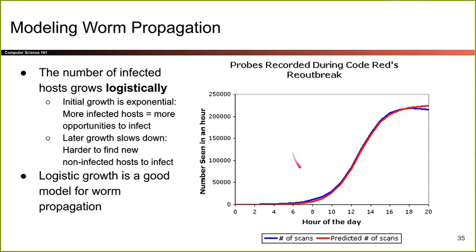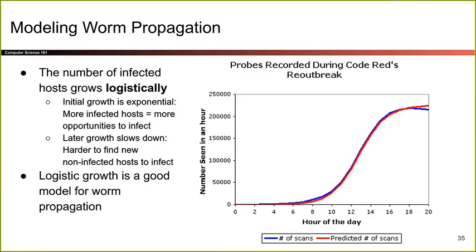This is a very good model because, as you can see here, the number of scans, in blue, is the actual growth. And then the red is a logistic growth curve. They're very, very close for a real world worm called Code Red. So you can see it's very good for modeling the spread of worms.